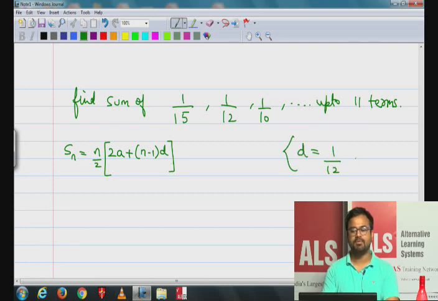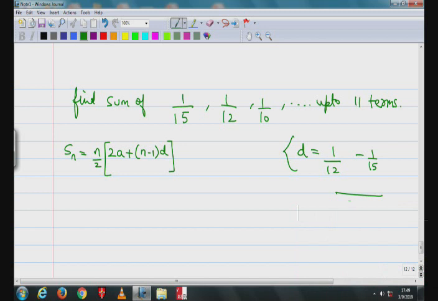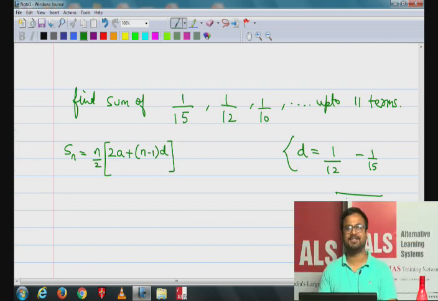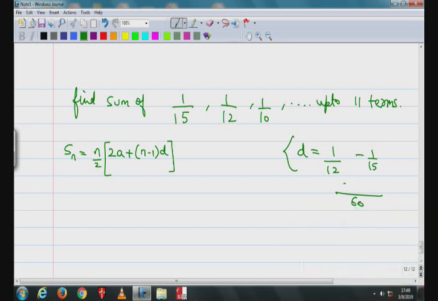1 by 12 minus 1 by 15. So the LCM of this is 60. 5 minus 4, so it is 1 by 60. Now, the common difference is basically 1 by 60.